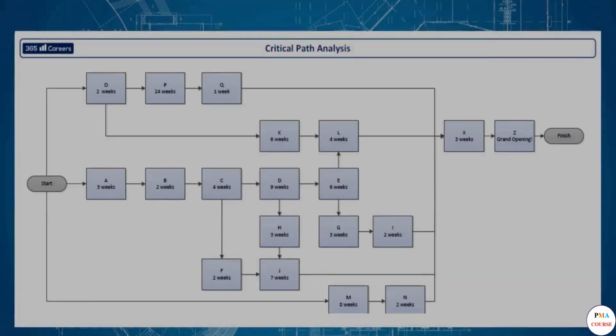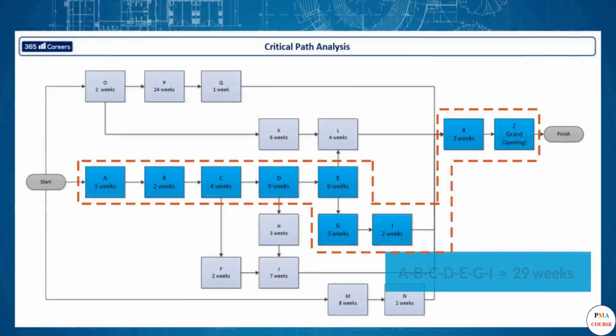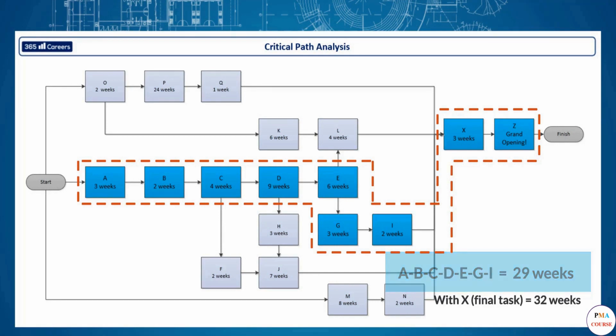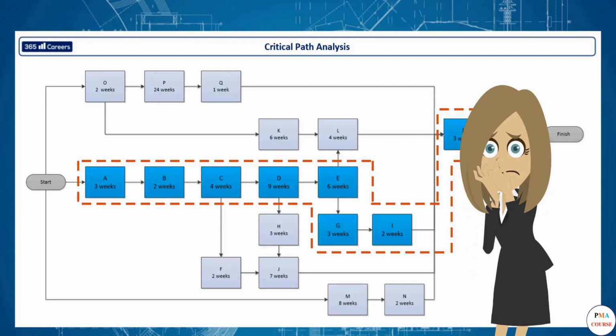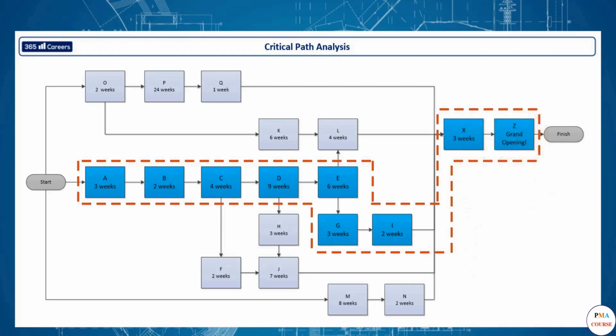There we have it. Now, as you can see, A through to I is the longest stream. This is the path you will need to be the most vigilant with, as any delay here will postpone the whole project. This is the critical path.